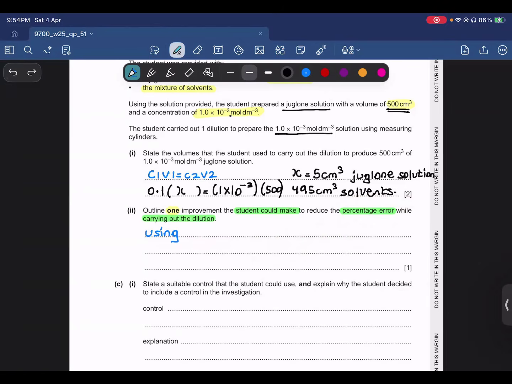Let's use the blue color यहाँ भी. Using greater volumes of both the juglone solution and the mixture of solvents.